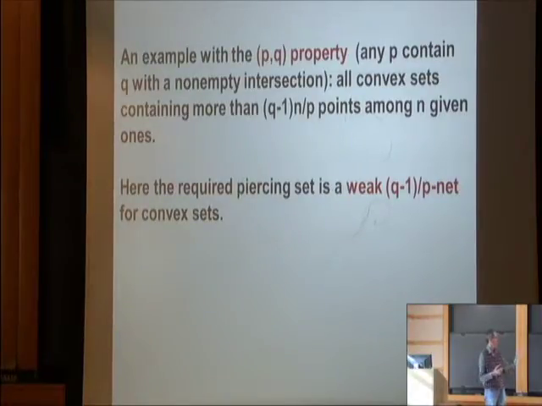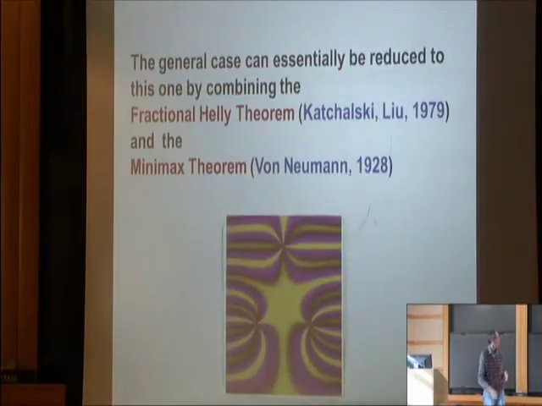All right? So if we want to prove this Hadwiger-Debrunner for this example, we have to show that we can find some small number of points that intersect all these convex sets. But this exactly means a weak q minus 1 over p net for convex sets, right? Because exactly we want that inside every convex set that contains at least q minus 1 over p times n of the points, we'll have one of our points. So this is an example where indeed what you need is exactly this weak epsilon net. And the main part of the proof is to show that the general case can essentially be reduced to this. And that uses something called the fractional Helly theorem, which is a result of Katchalski and Liu, and really a linear programming duality, or the minimax theorem of von Neumann.